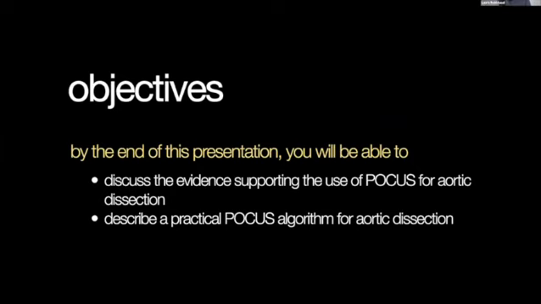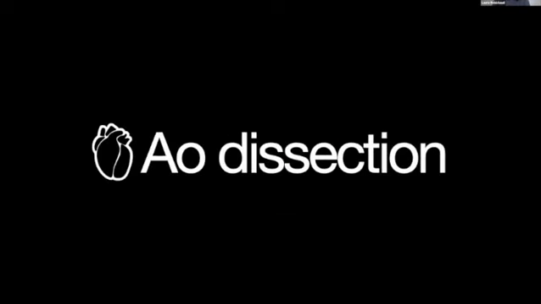And in terms of objectives, what I want us to do, it's pretty simple. I want to review briefly the evidence supporting the use of POCUS for aortic dissection, but most importantly, describe a practical approach that we can all integrate in our POCUS, so a bit of an algorithm to help us diagnose aortic dissection. So something that's practical and feasible that you can actually use at the bedside. So let's talk about aortic dissection.